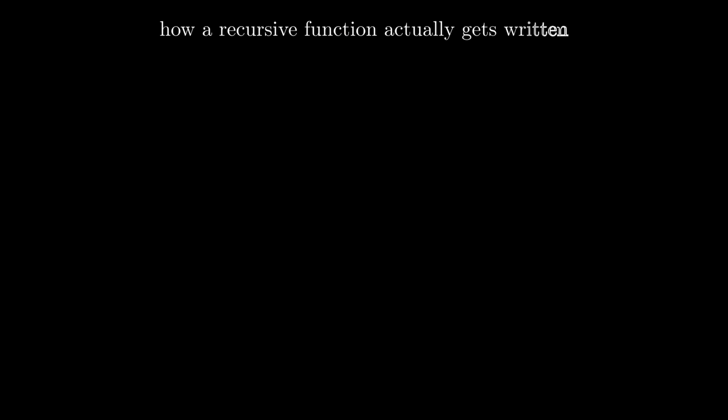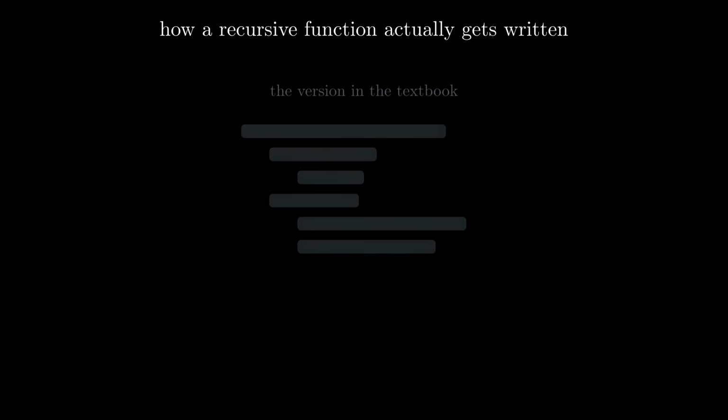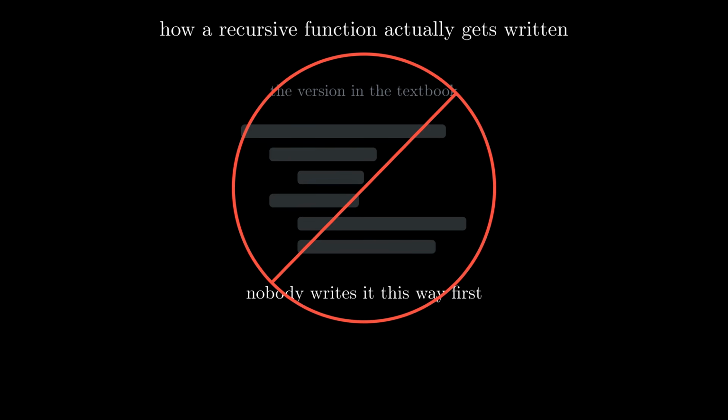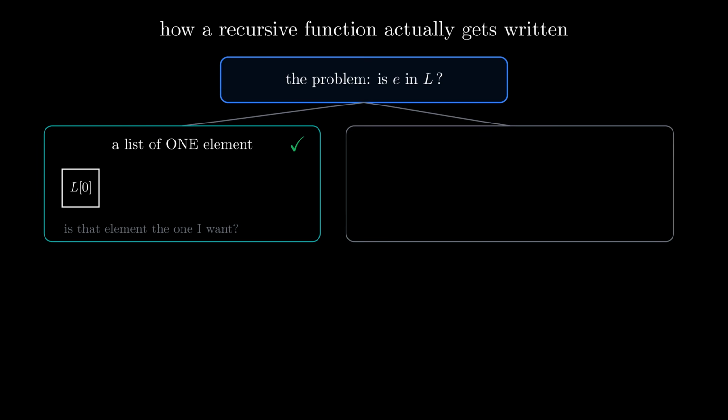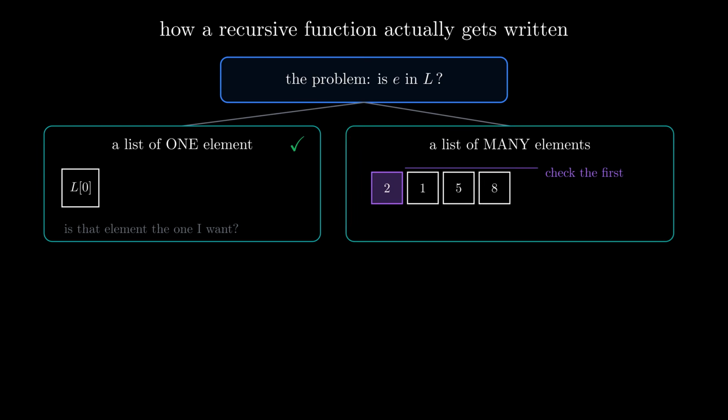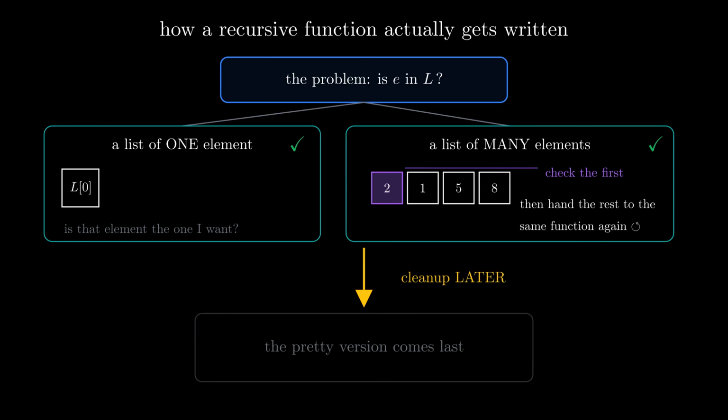Here is an honest confession from Dr. Bell. The beautiful, cleaned up recursive functions you see in textbooks are not how anyone thinks about the problem. She could never have produced that polished form on the first try. Her actual method: separate the problem into cases. Work out the case where the list has one element, then work out the case where it has many. Solve each one on its own and do the cleanup afterwards.